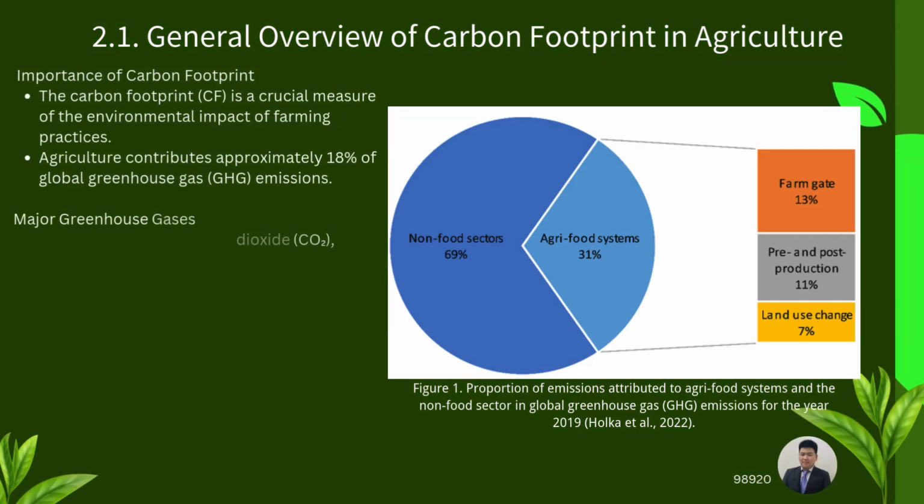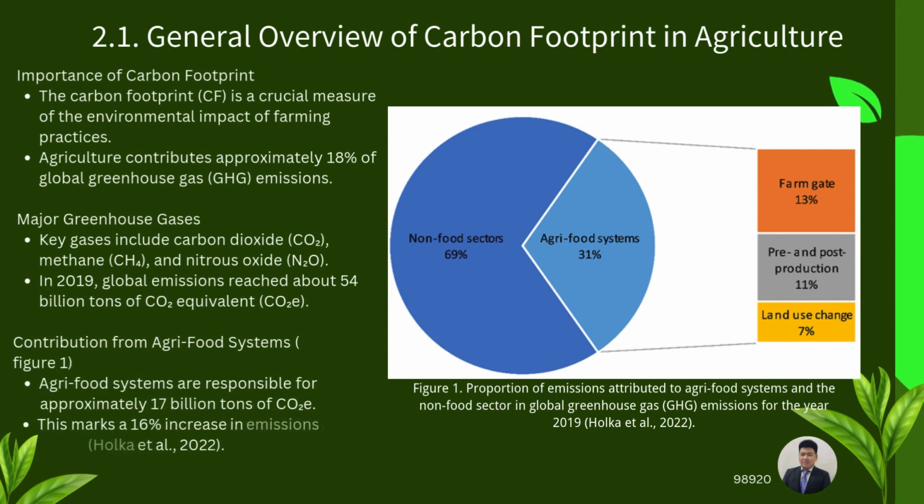General overview of carbon footprint in agriculture. The carbon footprint is a crucial measure of the environmental impact of farming practices, with the agriculture sector contributing approximately 18% of global greenhouse gas emissions. Greenhouse gases such as carbon dioxide, methane, and nitrous oxide have led to global emissions reaching about 54 billion tons of carbon dioxide equivalent in 2090.